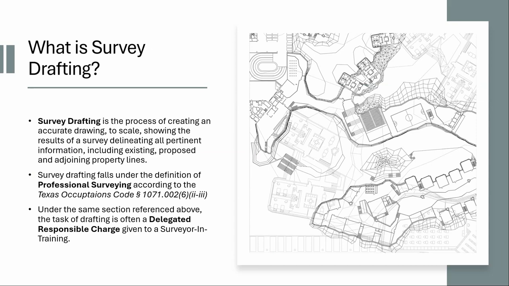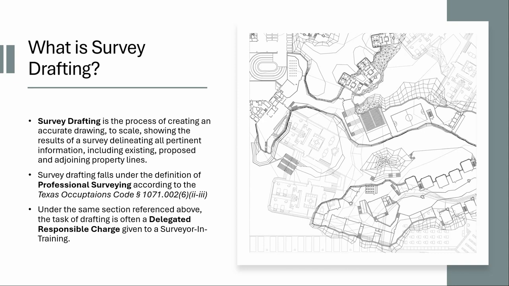So we're going to go into a little bit of kind of the idea of what is survey drafting. Survey drafting, by definition, is going to be the process of creating an accurate drawing to scale, showing the results of a survey, delineating all pertinent information, including existing, proposed, and adjoining property lines. So that's a nice definition, but what does it mean?